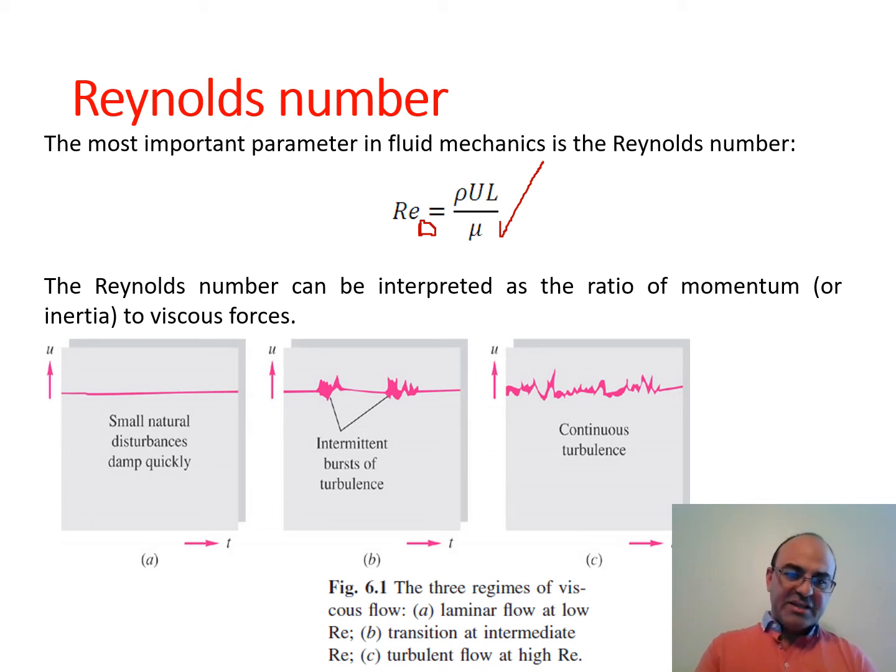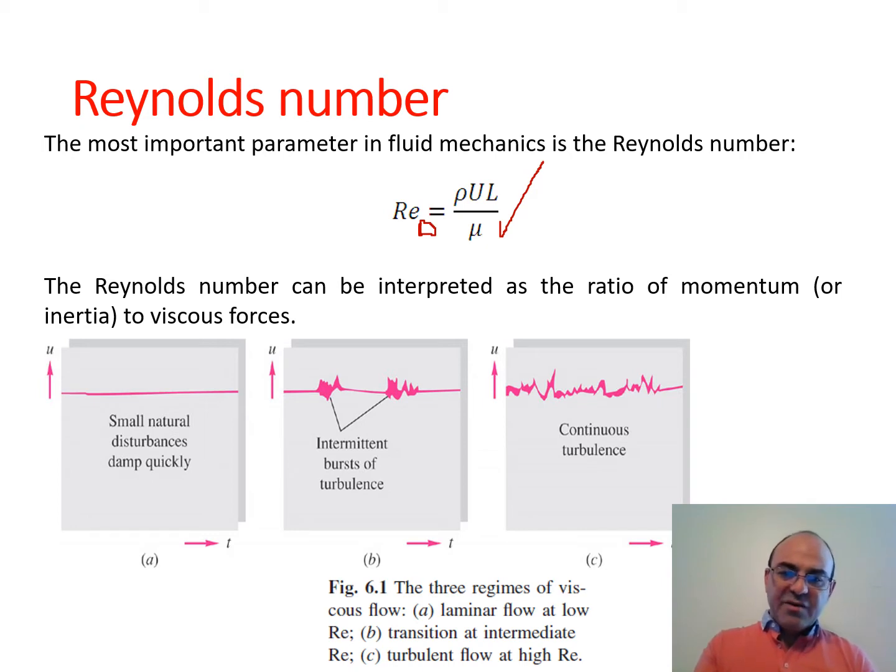So if you look at this diagram here, on the left side we do have a laminar flow. This is like velocity fluctuations versus time. So the velocity does not fluctuate, so it's a laminar flow. Small natural disturbances, even if they happen, damp quickly. If you have a laminar flow and you disturb it with a very small disturbance, it will damp quickly, it will not grow.